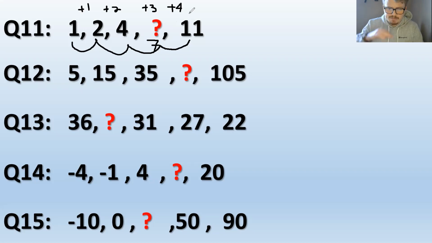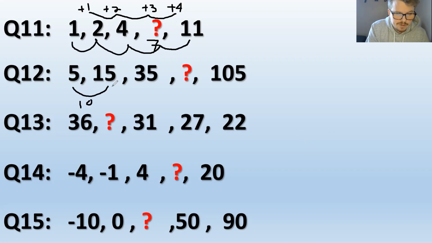So I know that this sequence is +1, +2, +3, +4. And the reason it's a change in number sequence is because the numbers are changing, but the relationship between them is consistent. We're adding 1 every time. Okay, and then if we look at the next one, from 5 to 15 is plus 10.